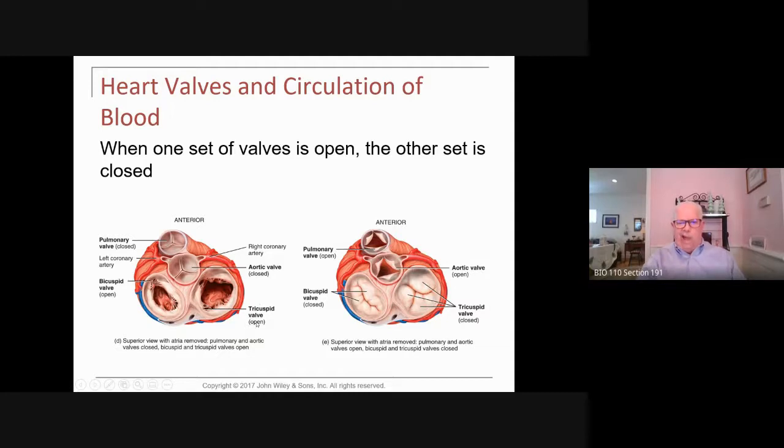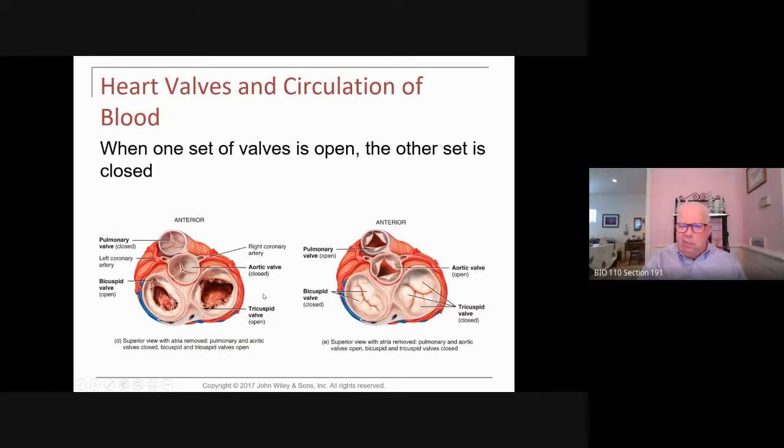The tricuspid valve is on the right side. It is between the right atria and the right ventricle. The bicuspid valve is on the left side. It is between the left atria and the left ventricle. The bicuspid valve has another name, and that other name is the mitral valve. So the bicuspid and tricuspid valves are AV valves in between the atria and ventricle.